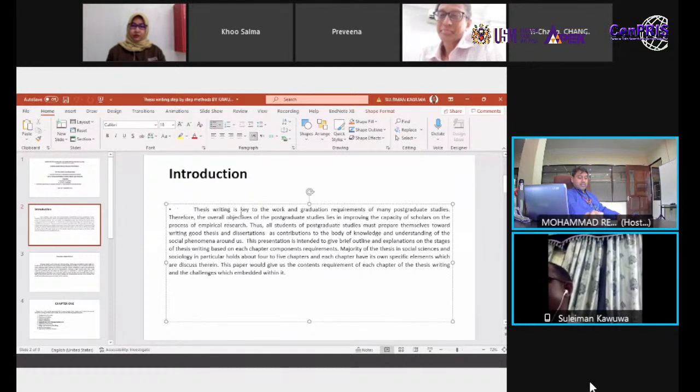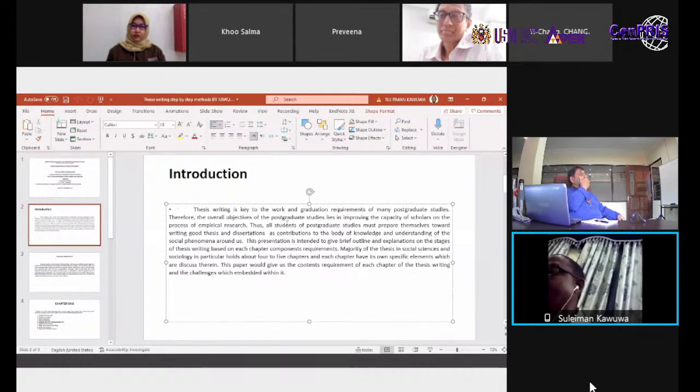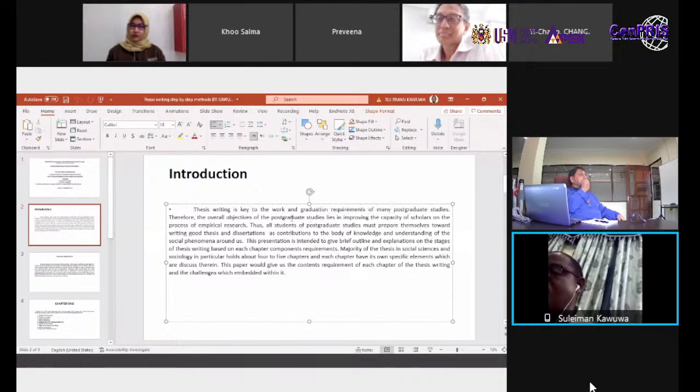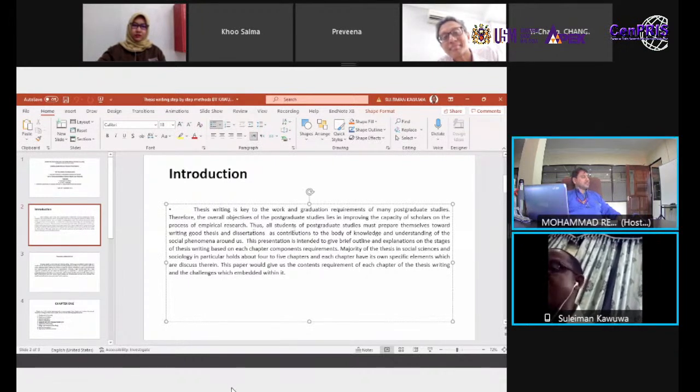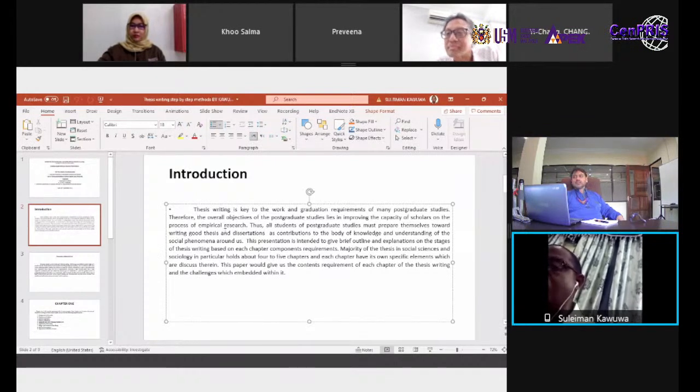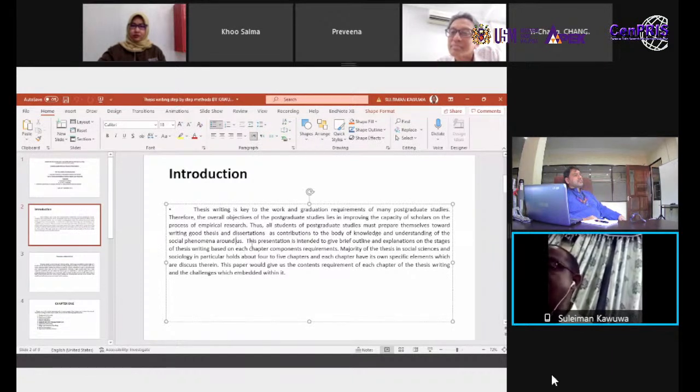Generally, if you look at the essence of postgraduate studies, it has to do with equipping the students, the scholars, on how to improve their capacity in the process of empirical research. So all students of postgraduate studies must prepare themselves towards presenting their work, writing a good thesis and dissertation as a contribution to the body of knowledge and understanding of the social phenomena around us. This presentation is intended to give a brief outline and explanation of the stages of thesis writing based on each chapter's component requirements.